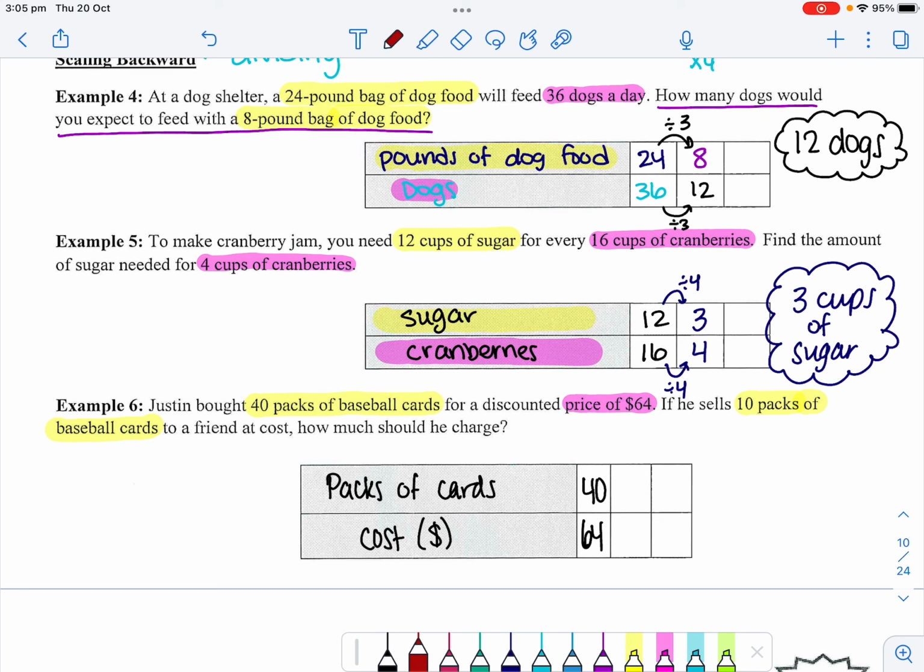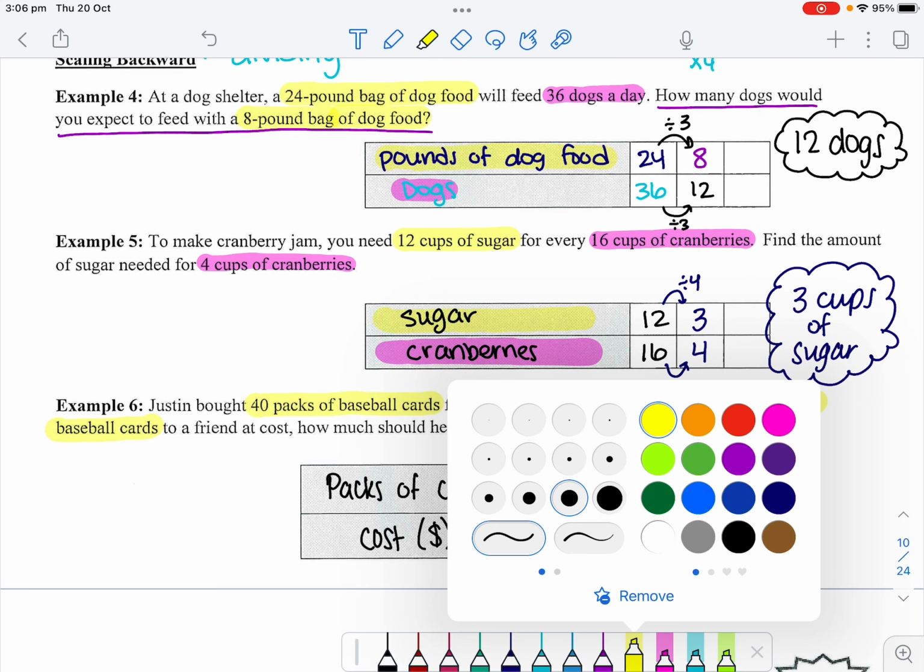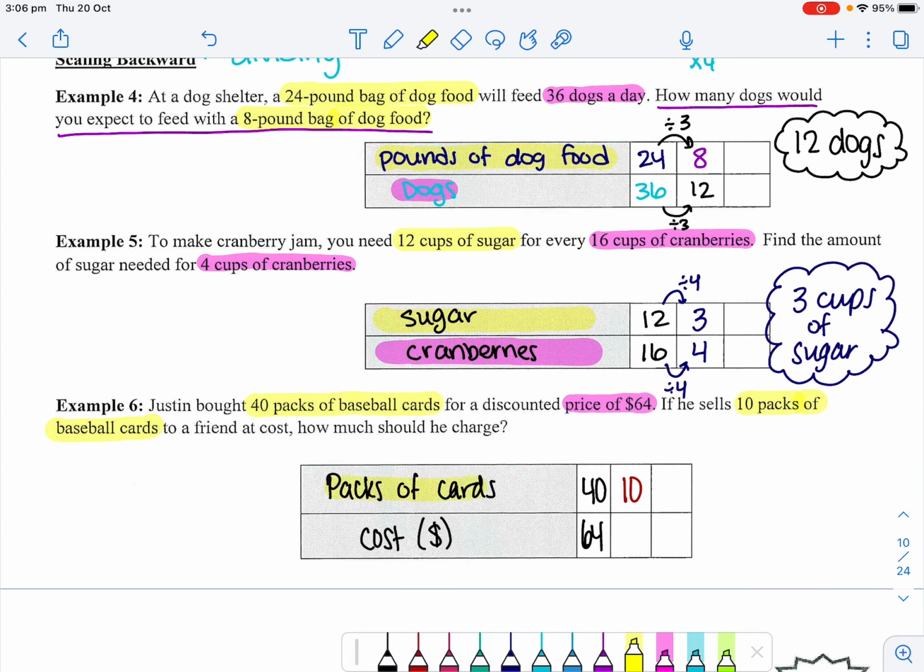So again, I'm looking at the packs of cards. That was the yellow part of my table. And the cost was the pink part. So to get from 40 to 10, I'm going to divide by 4, and I get 16. So he should charge $16.